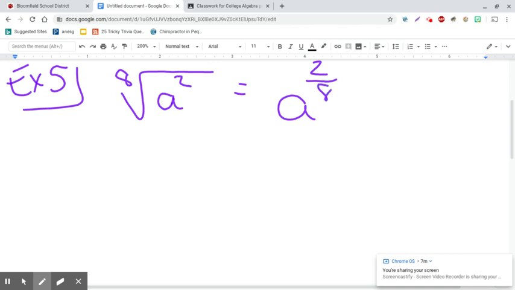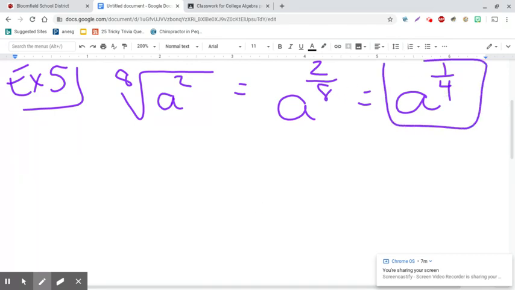Now, this is a little unlike other ones we've done because, guys, what do you notice about 2 over 8? It can actually be simplified, okay? So it really should be a to the 1/4, because you can divide both by 2. 2 divided by 2 is 1. 8 divided by 2 is 4. So a to the 1/4 is your answer. All right?